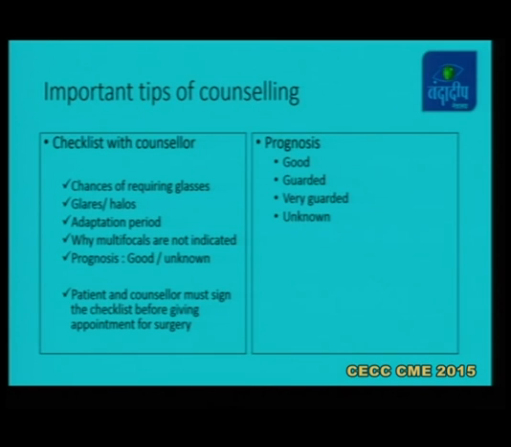Most important tips about counseling, and these are very important. I have a checklist for my counselors where everything is written, where he explains to the patient the chances of requiring glasses, glares, halos, the adaptation period, why, and also for those patients where multifocals are not indicated, why it is not indicated in that patient, and the prognosis is also made known to the patient before surgery. The patient and counselor must sign that checklist before giving an appointment for surgery. And in general, not for multifocals, but in general, the prognosis I have decided on 4 categories, which is explained to the counselor, and the counselor explains to the patient: good, guarded, very guarded, and unknown. So every patient knows while taking the appointment which category they are in.